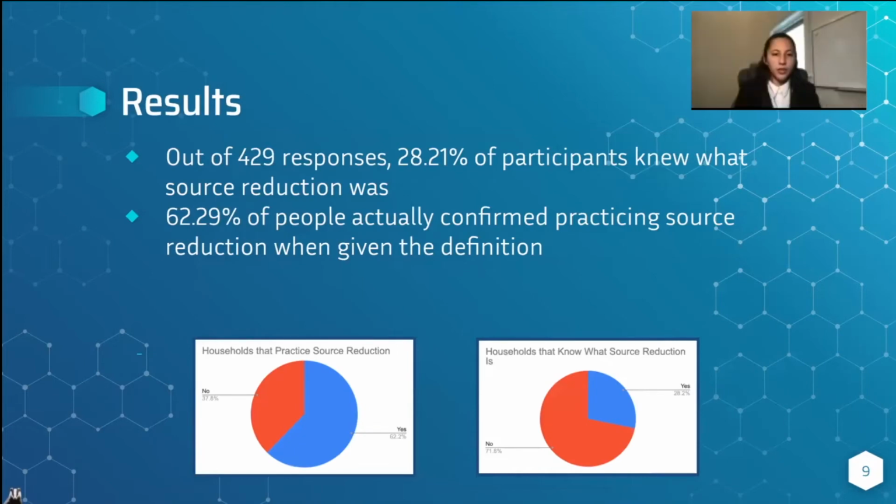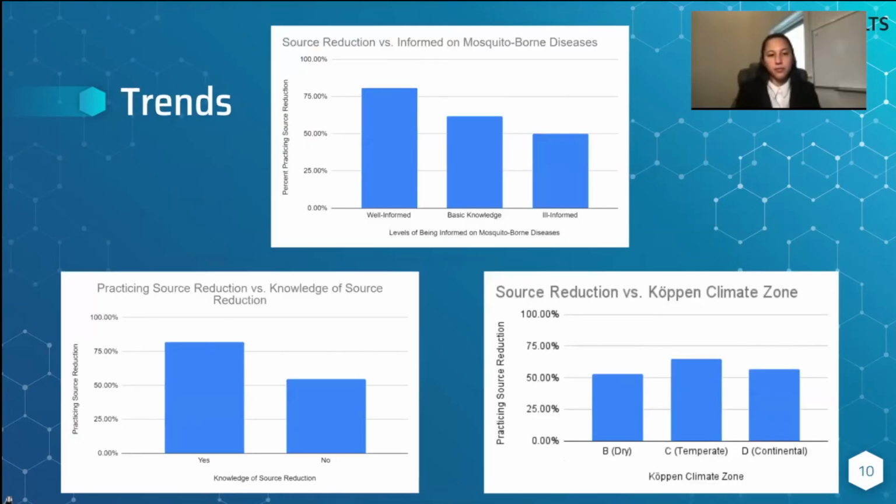According to the survey, only 28.21% of people knew what source reduction was. However, after being given a brief definition of source reduction, 62.29% of people confirmed they actually practiced source reduction. While most people did not know what source reduction was, those who did were over 25% more likely to practice it. Thus, being educated on the benefits of source reduction has a direct correlation to the participants actually practicing it.